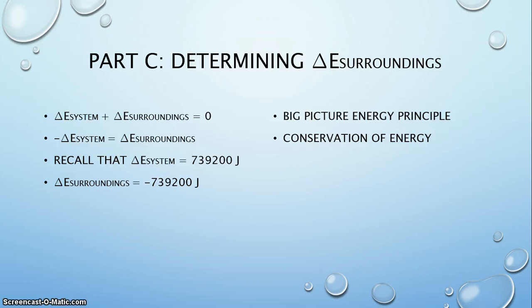Now in part C, we have to reference back to part A in order to determine the answer. We know through our fundamental principle that the change in the energy of the system plus the change in the energy of the surroundings is 0 within a closed system. There is no energy lost, it's all conserved. So the opposite of the change in energy of the system is equal to the change in energy of the surroundings. Therefore, the change in energy of the surroundings is just the opposite, or negative 739,200 joules.